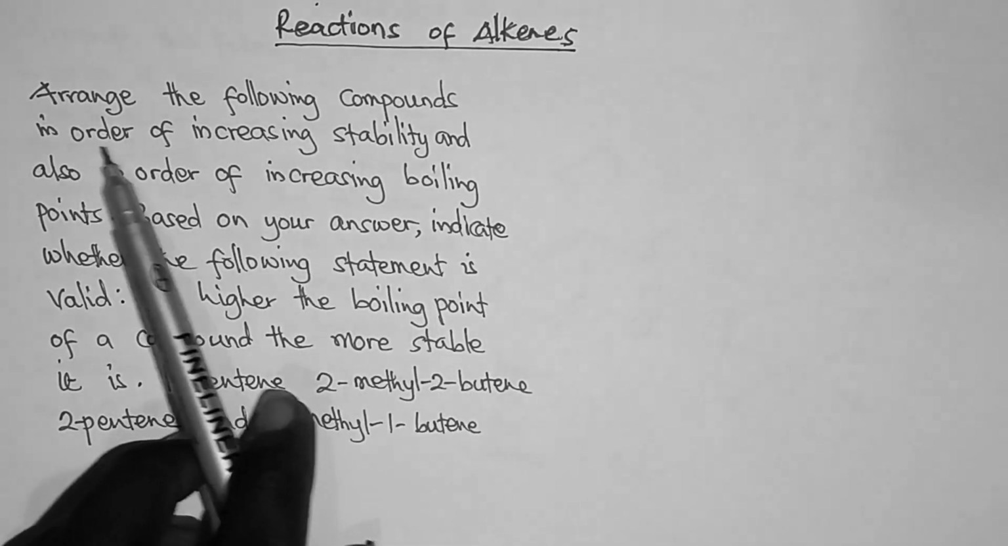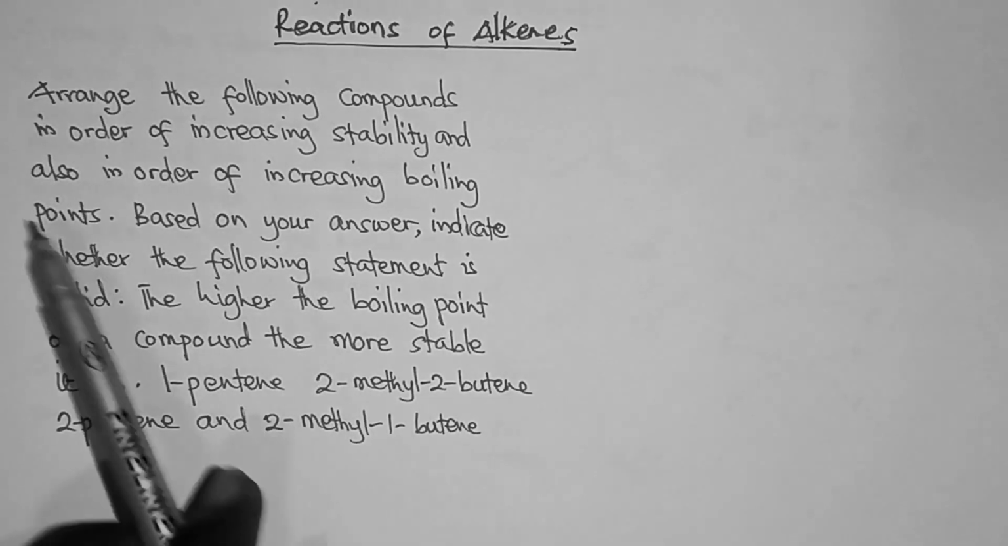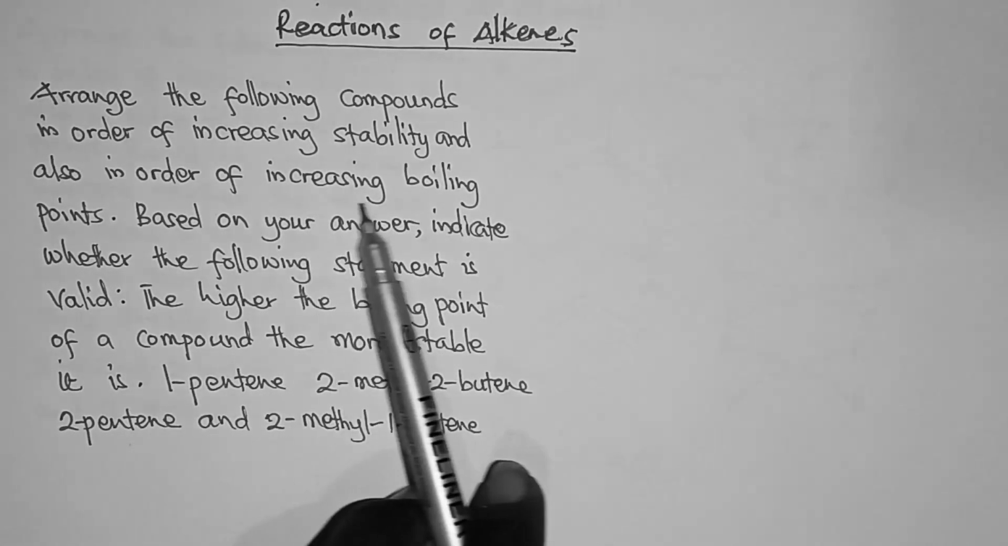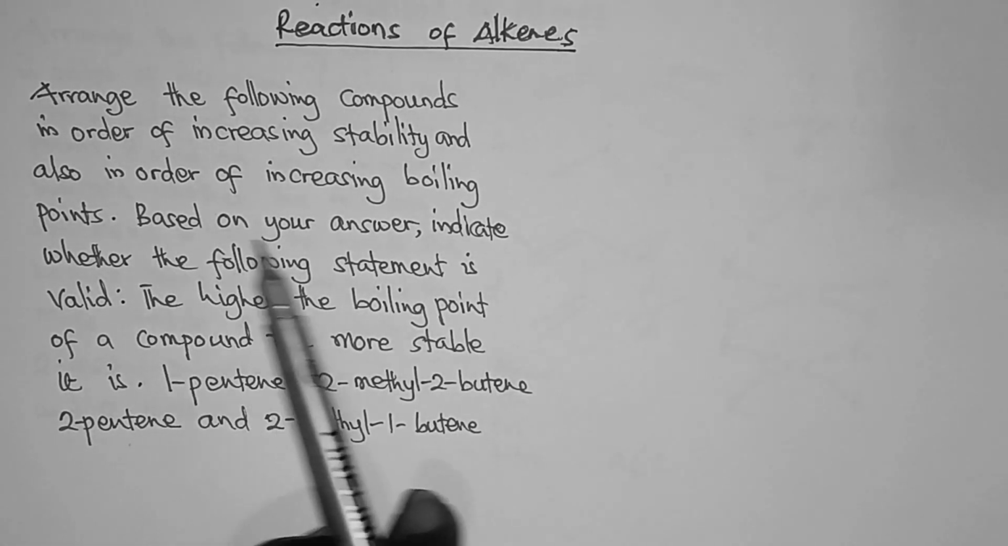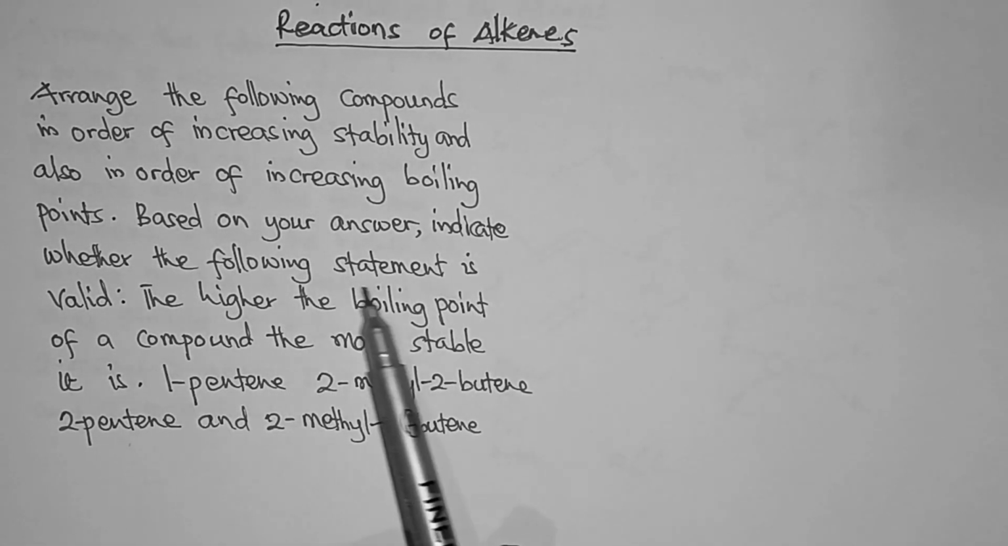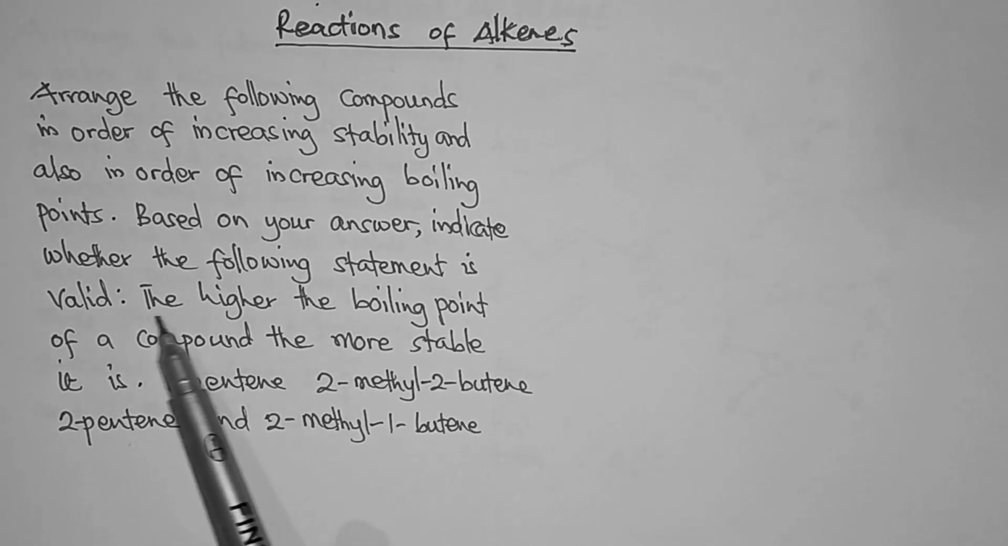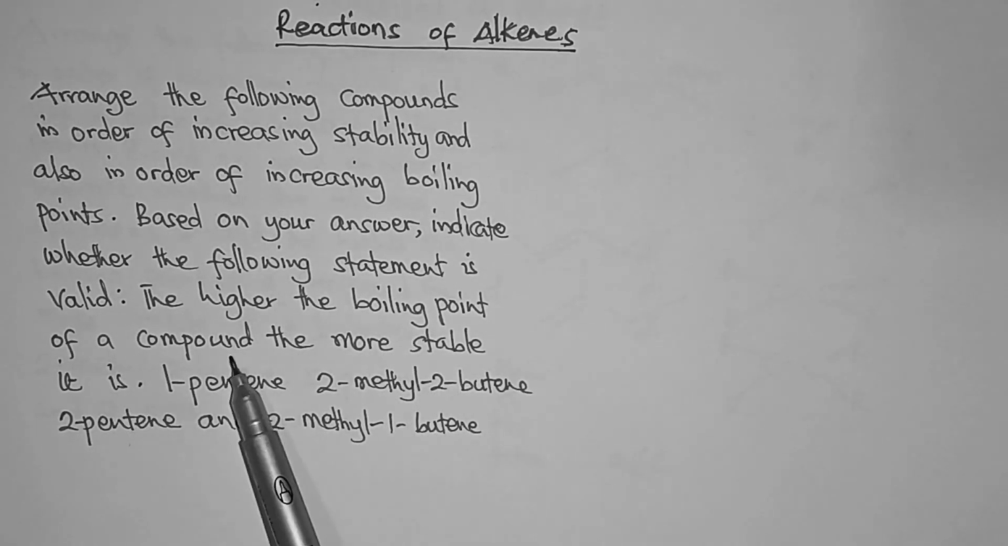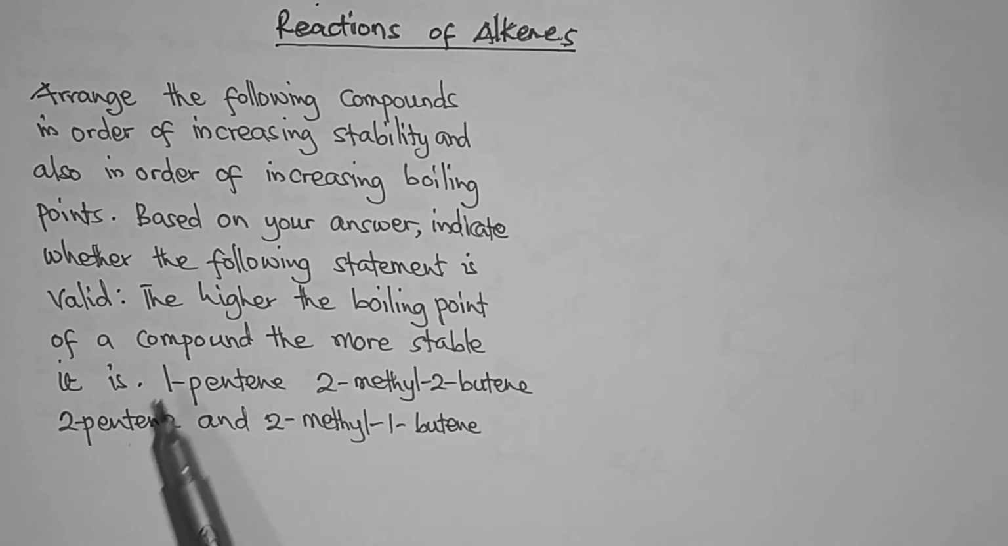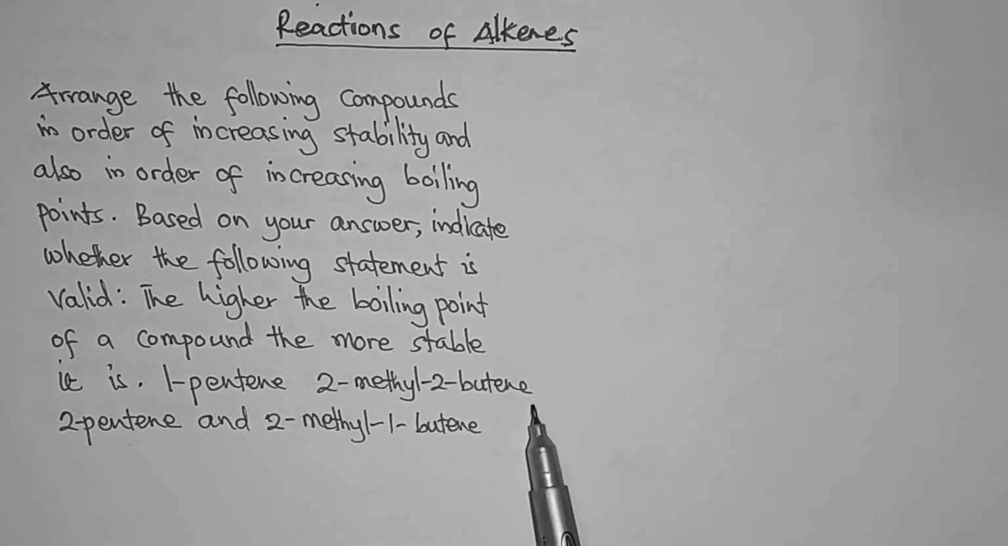Arrange the following compounds in order of increasing stability and also in order of increasing boiling point. Based on your answer, indicate whether the following statement is valid: the higher the boiling point of a compound, the more stable it is. So the compounds are 1-pentene, 2-methyl-2-butene, 2-pentene, and 2-methyl-1-butene. But the first thing we need to do is to draw those compounds.